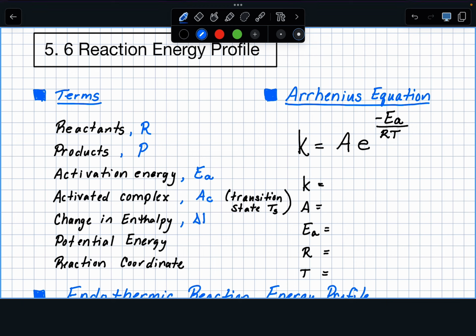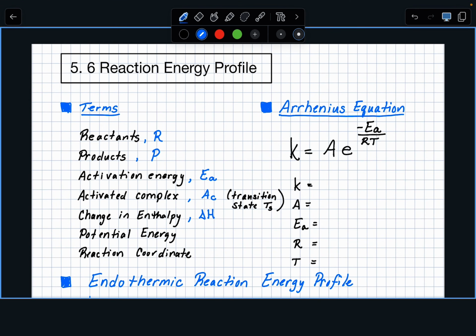And then change in enthalpy, for your future Unit 6, or if you've covered Unit 6 before this, or if you've had that in a past class. And then potential energy, we could use PE. And then the reaction coordinate doesn't really have a shorthand version.